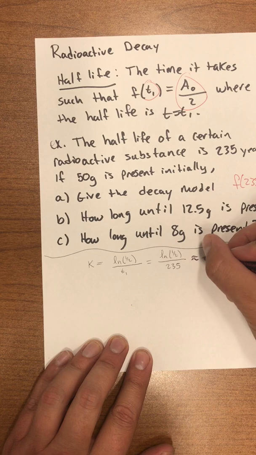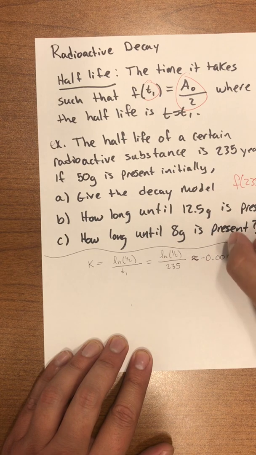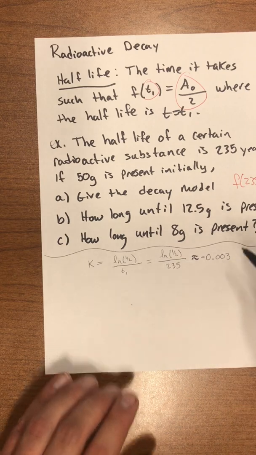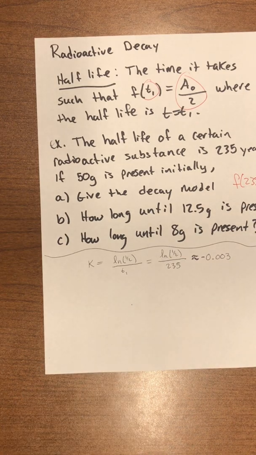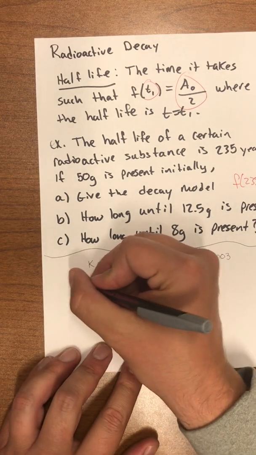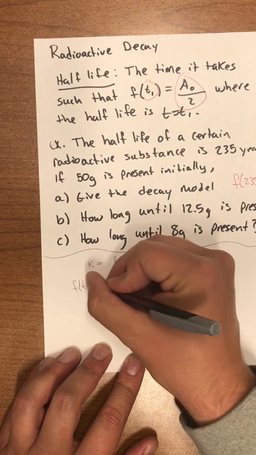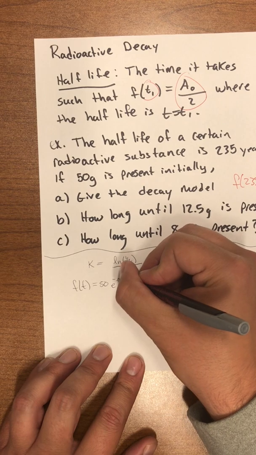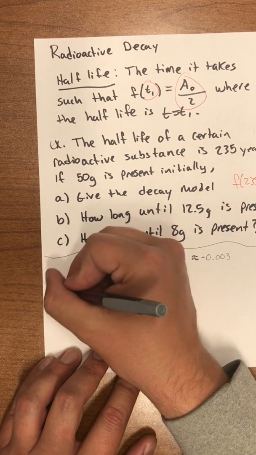And we know that we're going to get a negative number here because the function needs to decrease. So k is going to be negative for an exponential decay function. So f of t equals 50 e to the negative 0.003 t is the answer to part A.